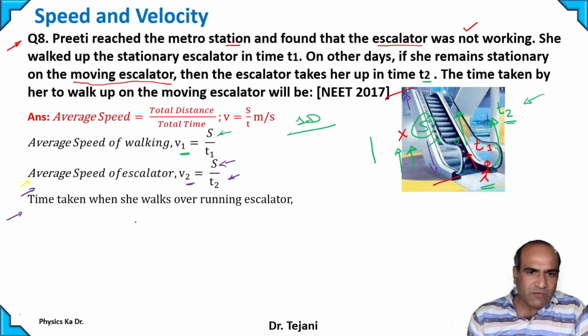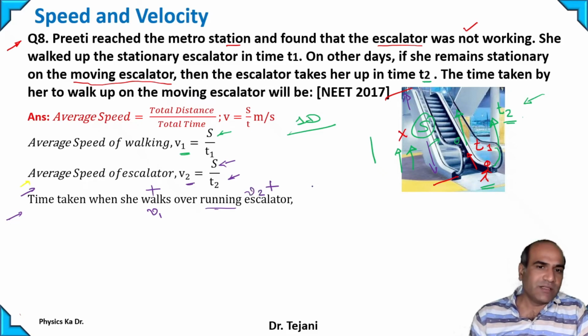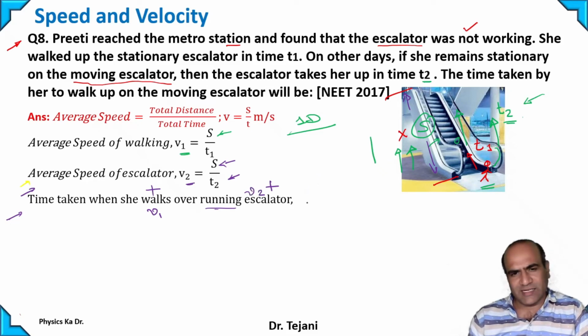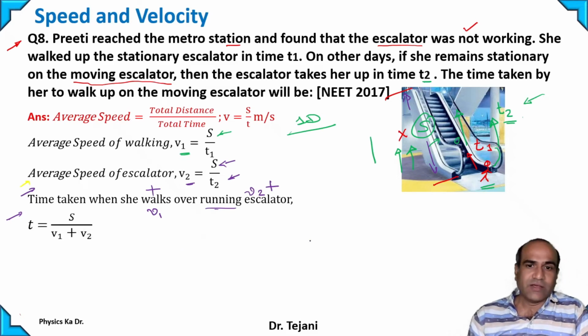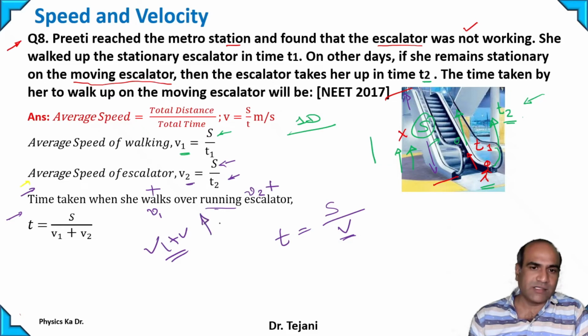So now, the time taken when she walks over the running accelerator, that means the accelerator is also moving and she is also walking. She is walking with velocity v1, the accelerator is moving with velocity v2, right? We assume that she has similar intensity like the previous day. She wanted to go hurry in her life. So t, total time, is total distance divided by v. So here velocity becomes v1 plus v2, because both are moving in the same direction.